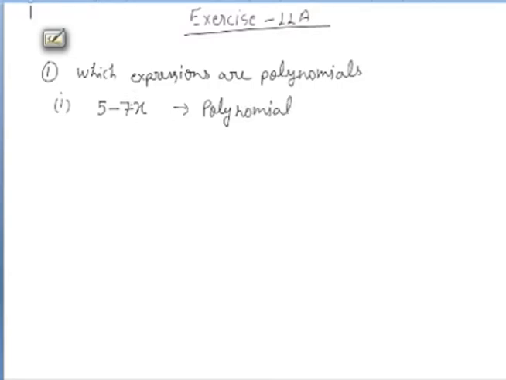Because the power of this term is positive. Okay, the power of x is 1 here. So it is a positive integral power, so it is a polynomial.